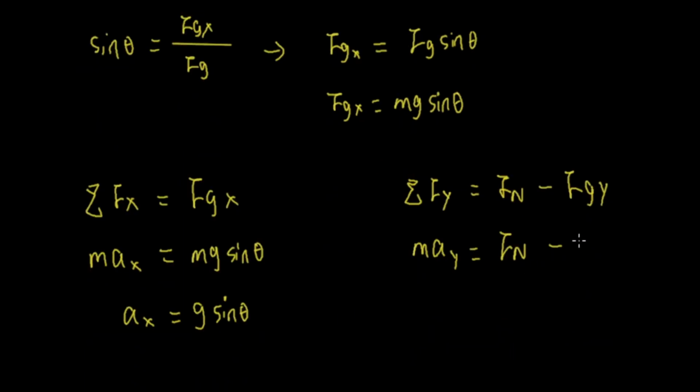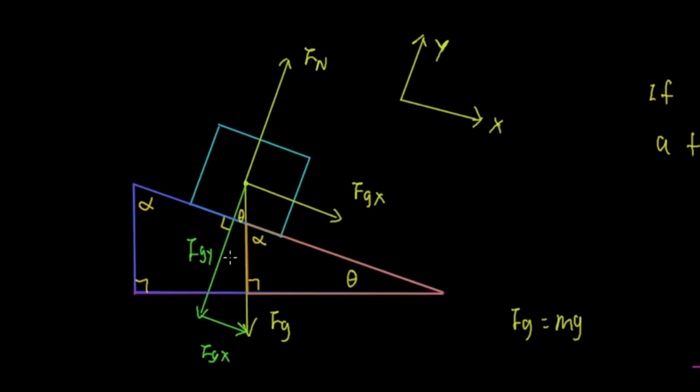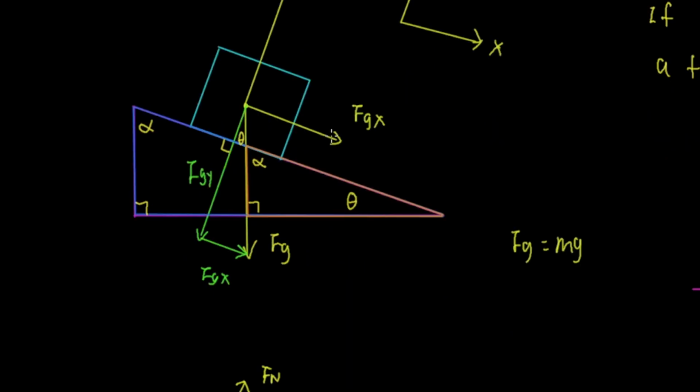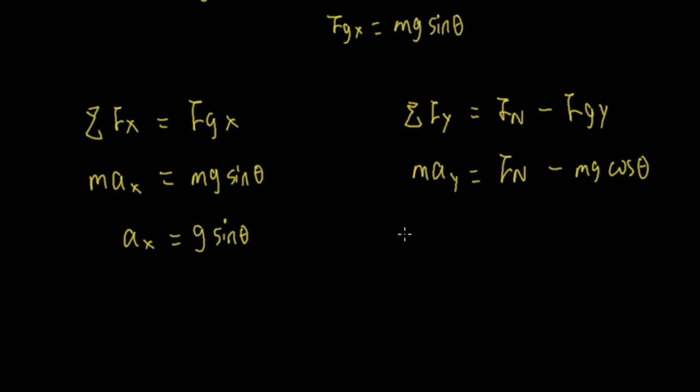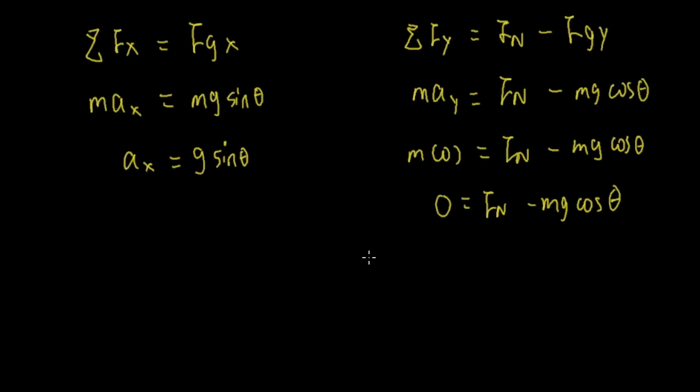So that is mg cosine theta. Now, notice that the block will only slide down the ramp. It will not go up and down along the y axis. So the acceleration in the y direction is 0. So m times 0 equals normal force minus mg cosine theta. Now this is 0. It's equal to normal force minus mg cosine theta. Add mg cosine theta to both sides, we have normal force equals mg cosine theta.